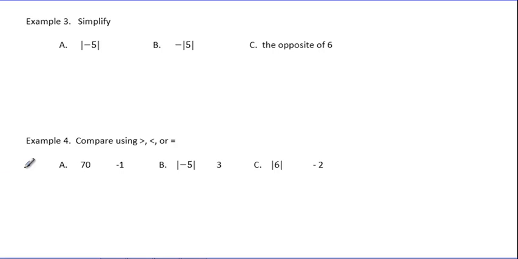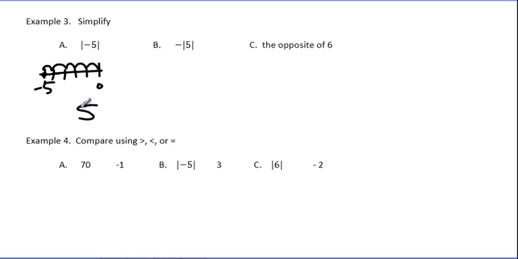Simplify. Alright, easy enough. We have the absolute value of -5. The absolute value of -5 is +5 because if we look at a number line, 0, 1, 2, 3, 4, 5, there's -5. Absolute value refers to the distance a number is from 0. So if I count to 0, 1, 2, 3, 4, 5, you see that I have +5 units.